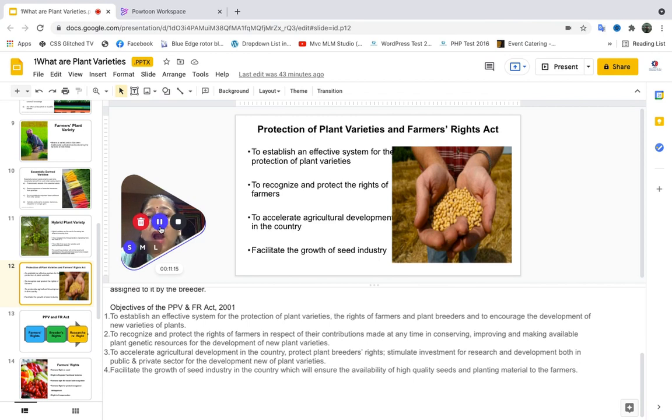The third objective is to accelerate agricultural development in the country. See, when a person is rewarded for their intellectual effort and hard work, they obviously get encouraged, and they accelerate development. Protection of breeders' rights and stimulating investment for research and development was another objective of this act. This act also facilitates the growth of the seed industry in the country, as the rights of farmers, breeders, and researchers get protected. They ensure that there is high availability of quality seed for other people as well.